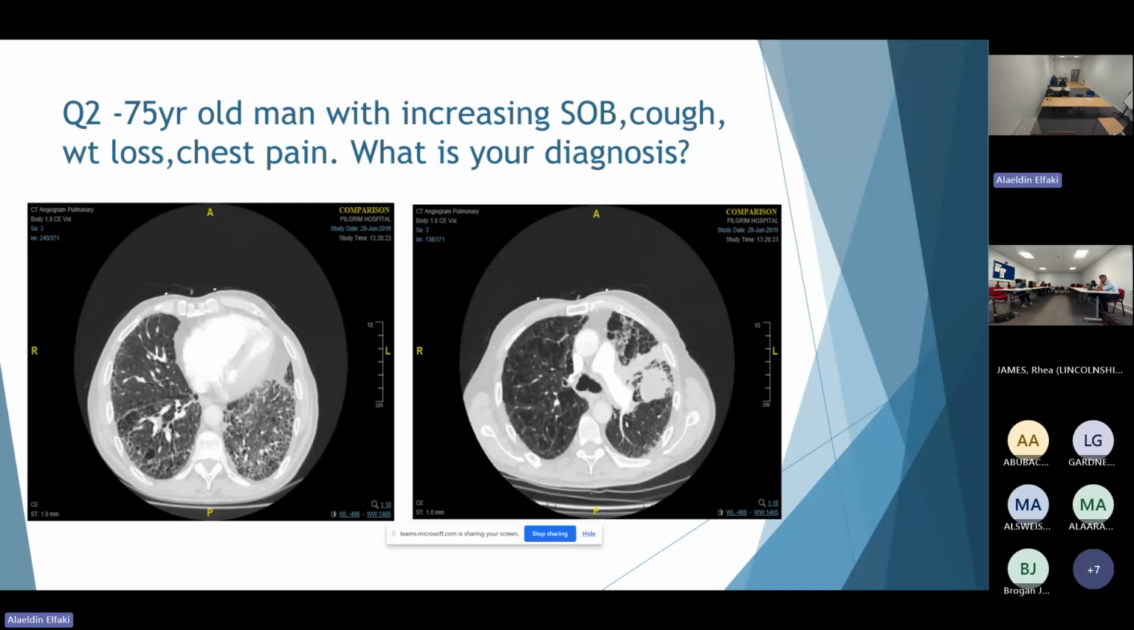Another patient is a 75-year-old man with increasing shortness of breath, cough, weight loss, and the CT scan. What is your diagnosis? Lung cancer. Oh, brilliant, that's good. Yeah, you picked up a lung mass. It's bilateral reticulation with honeycomb lung appearance, with nodules.